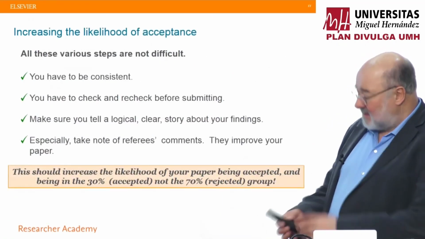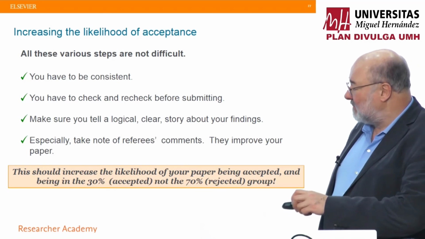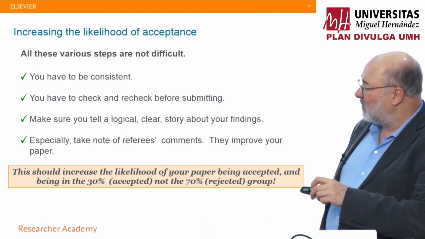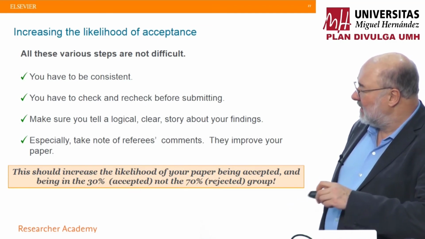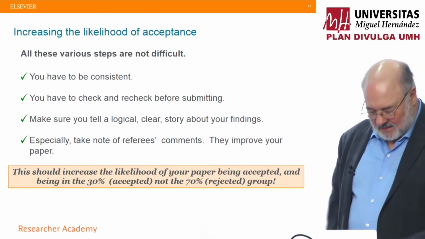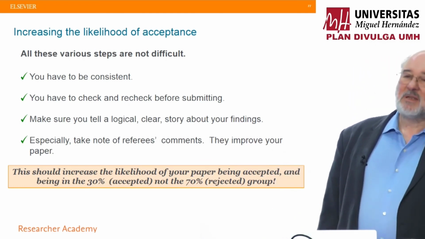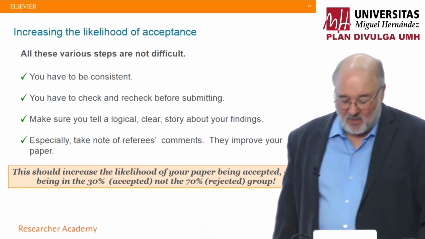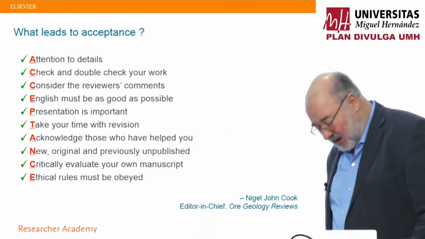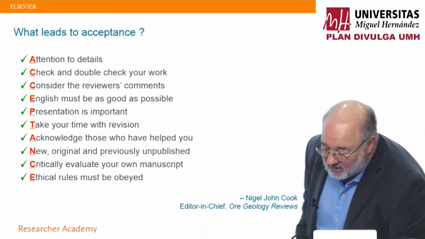And then you're basically one of the 30% with luck, accepted, not 70% rejected. You've got to be consistent, check and double check your work, have a clear logical story, use referee comments. That basically means, it's not rocket science, it's just common sense. But often we just don't think about it. It's a structural way we've been looking at here. Here's a nice mnemonic I'll let you read through, because you can read faster than I can talk.